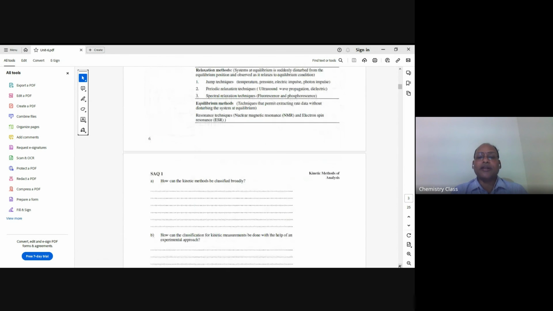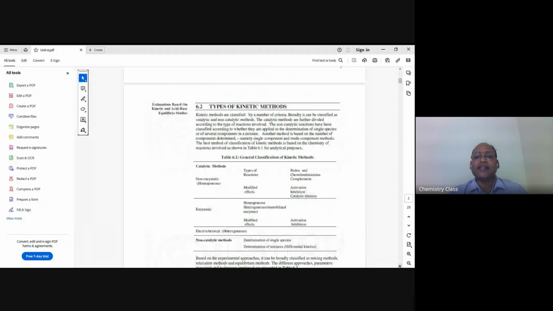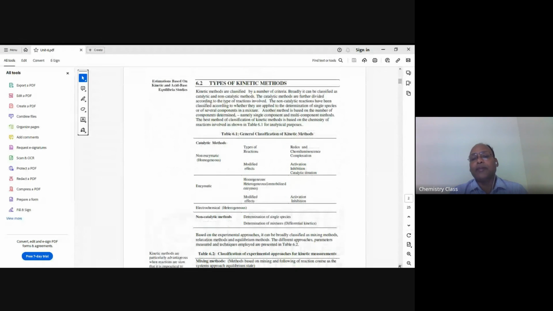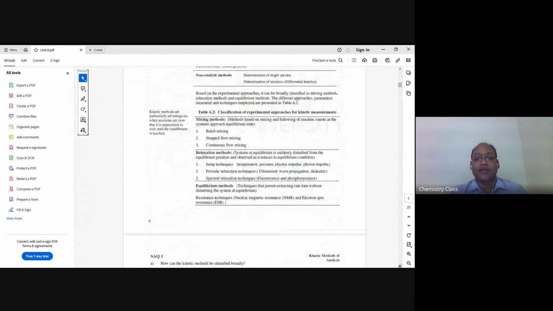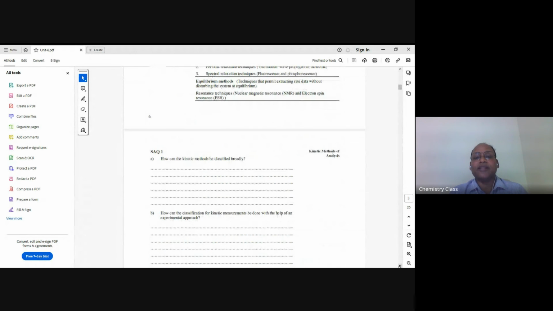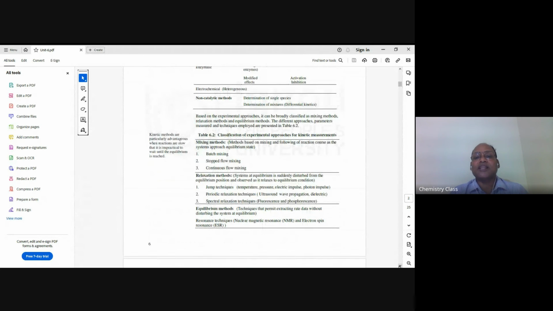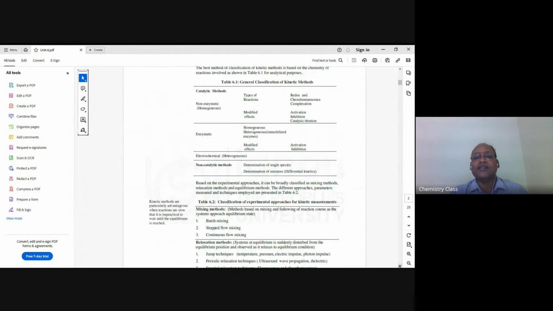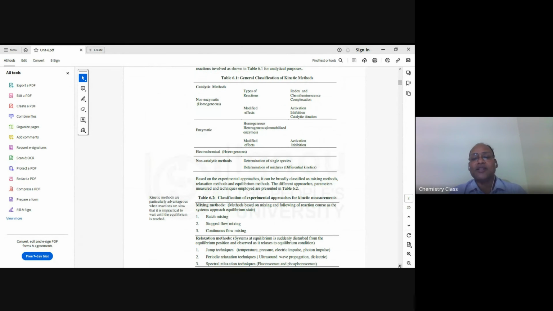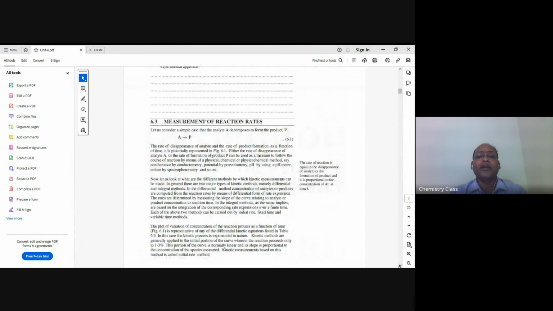These are the areas you have to focus on, the types of kinetic methods. By using these types of kinetic methods we have to determine so many things. So the question is, how can the kinetic methods be classified broadly? Classification table 1 gives the general classification of kinetic methods. Then there is the classification of experimental approaches to kinetic measurements. On the basis of that you have to do it.